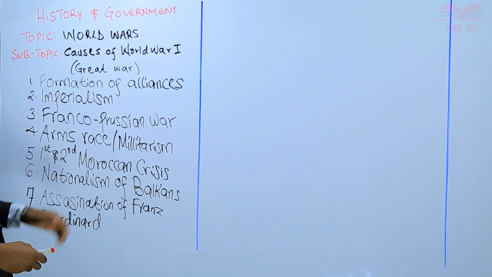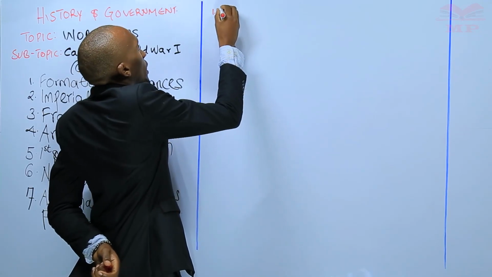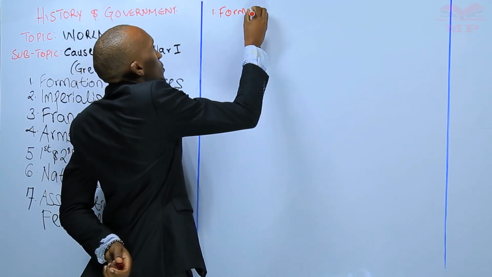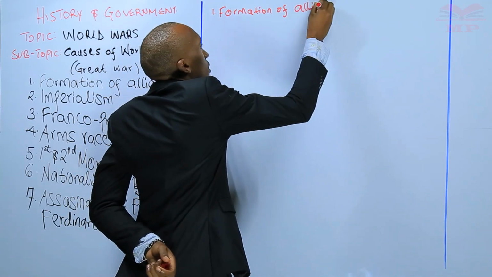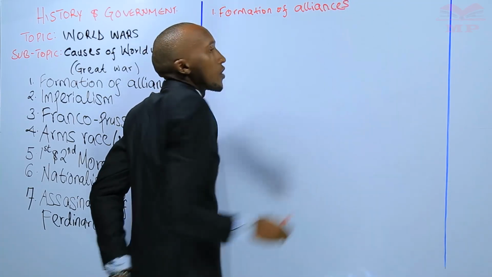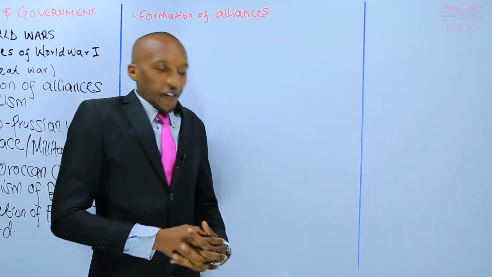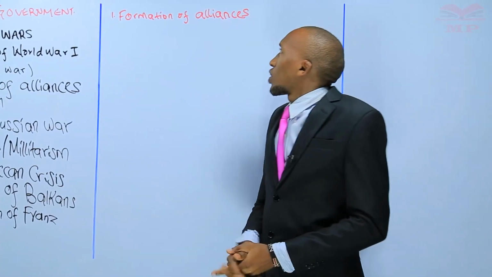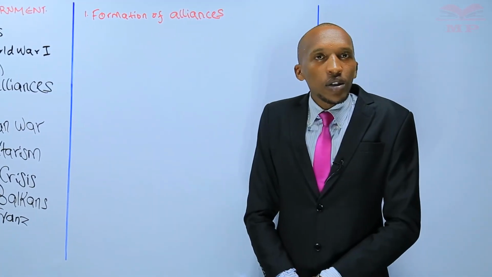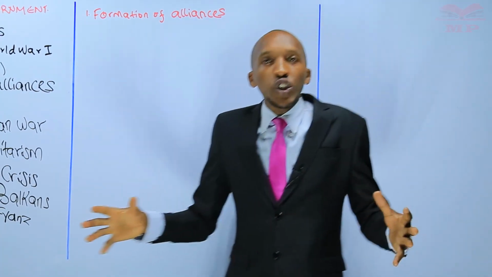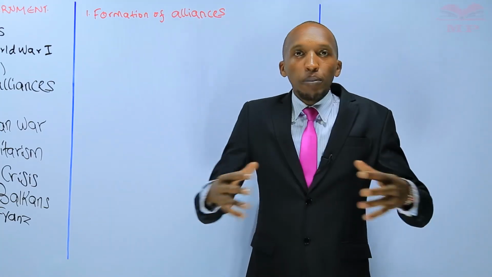So, my dear learner, let us start by looking at the formation or the system of alliances. That is our first cause of the First World War. You ask yourself, what is an alliance? When you talk of an alliance, it is a union of different groups coming together for their mutual benefit.